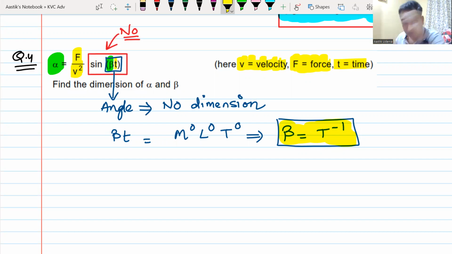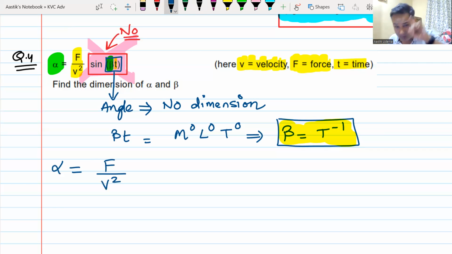So far, so good. Now let us try and find out the dimension of alpha. Again, let us move back to this red block. This entire red block is a number, so it does not have any dimension. So the dimension of alpha, please mark my words, must be coming from f by v square. Remember, I am not talking about the value of alpha. I am talking about the dimension of alpha. Sine of beta t does not have any dimension. It is a pure number. So dimension of alpha must come from f by v square.